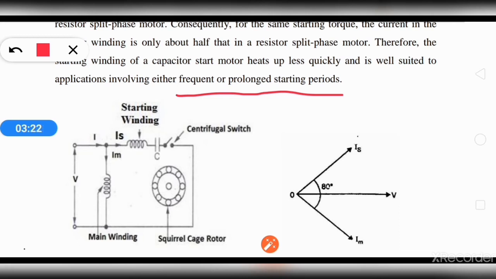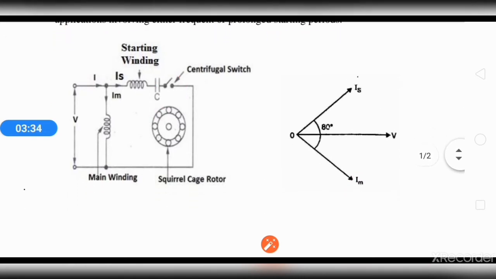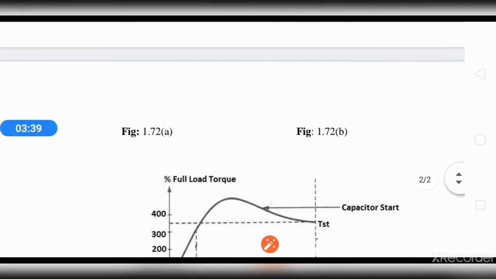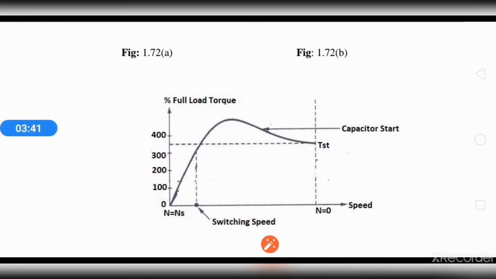You can see in this figure that the difference between the starting winding current and the main winding current is nearly 80 degrees. This is provided by the capacitor connected in the starting winding. So this is all about the operation of the capacitor start induction motor. The running characteristic is nearly the same as that of the resistor split phase induction motor, but the starting torque is high compared to that of the resistor start split phase induction motor.